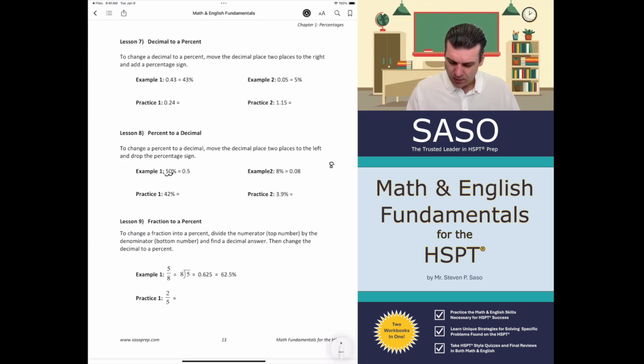Example 2, 8%. Okay, so for that one, the decimal is understood to be after the 8. Move our decimal 2 places to the left and drop the percentage sign, so 0.08 for that one.